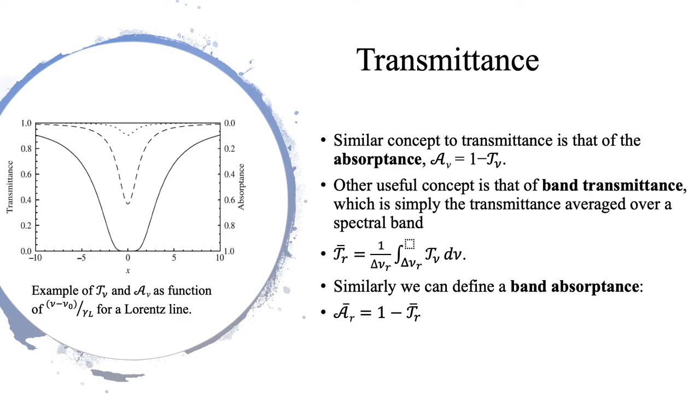A similar concept to transmittance is that of absorptance, and absorptance is simply 1 minus transmittance, and it has the same meaning as transmittance, except that it is for absorption and not for transmission. So the fraction of the radiation that is absorbed, the sum of the two has to be 1. Okay. We also talk about band transmittance, which is the average transmittance over a particular frequency band. Okay, and similarly a band absorptance.